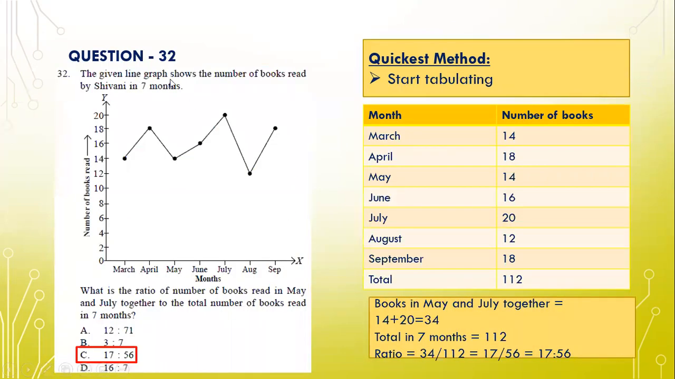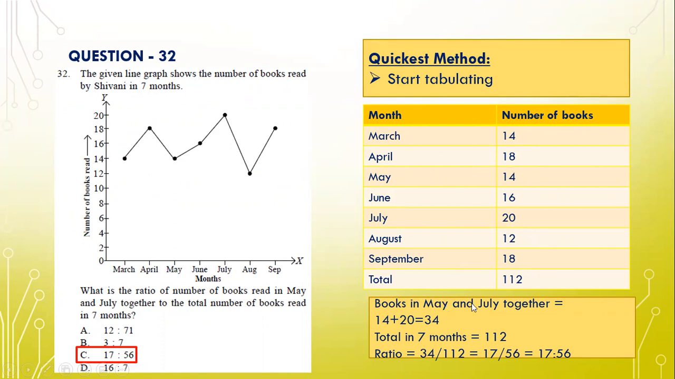The given line graph shows the number of books read by Shivani in 7 months. So you have to start tabulating. March is 14. April is 18. May is 14. June is 16. July is 20. August is 12. And September is 18.